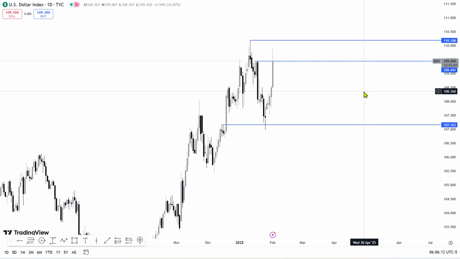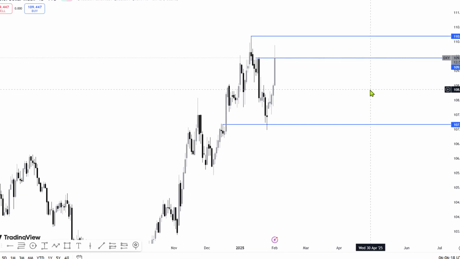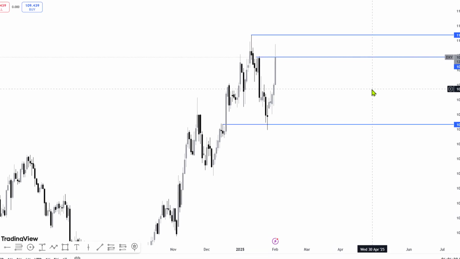Hi guys, let's take a quick analysis on the dollar index and foreign currency. Remember that last week I emphasized that the dollar was bullish and we were anticipating to see price action trade into the drawn liquidity residing above that high.